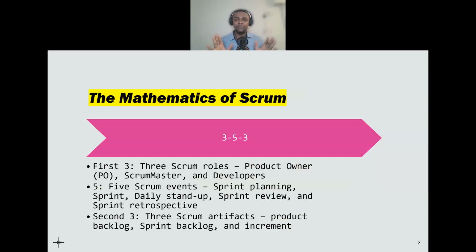Let me explain. Very, very straightforward. Product backlog is like a container. So you remember when I talked about the product owner who is like the voice of the customer, right?